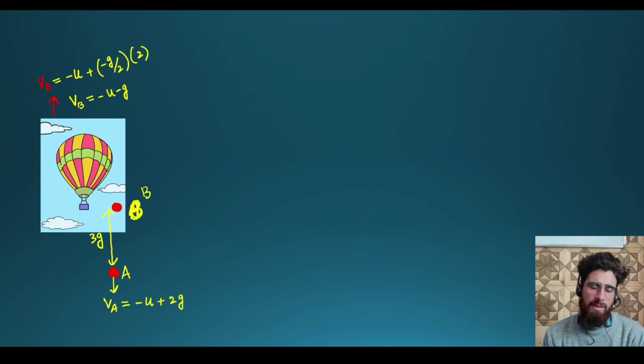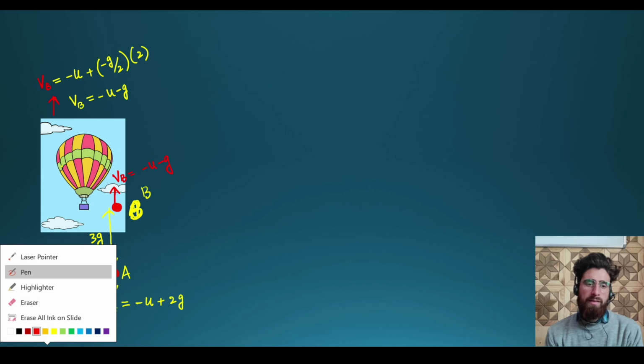So at time t equals 2 seconds, the velocity of the balloon is minus u minus g. And at the same time, we are dropping the particle B. So the particle B is going to have the same velocity as that of the balloon at time t equals 2 seconds. So the velocity of the particle B is going to be minus u minus g.